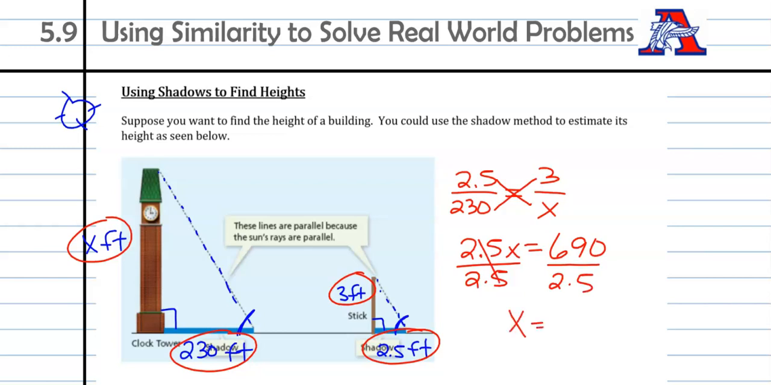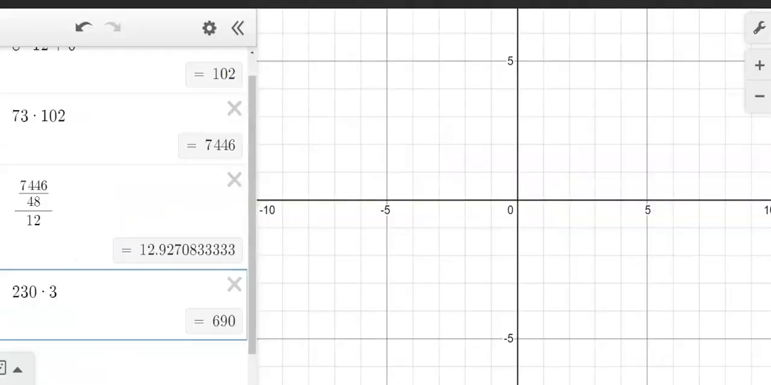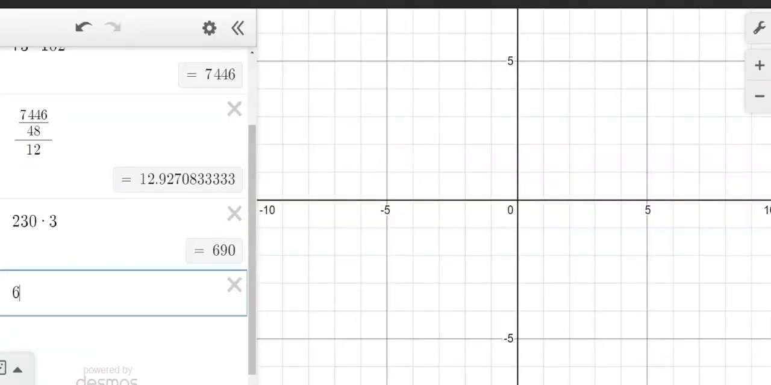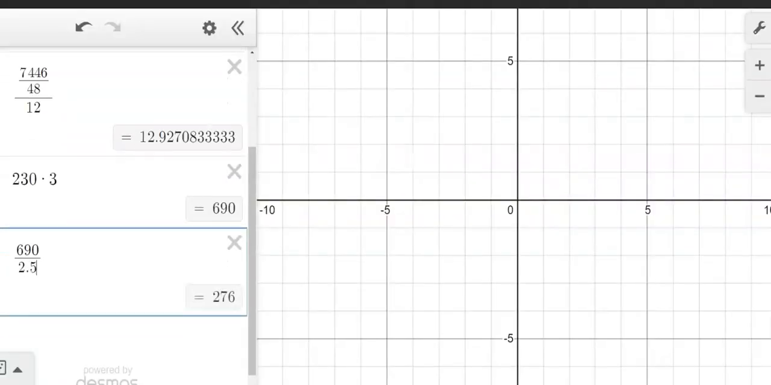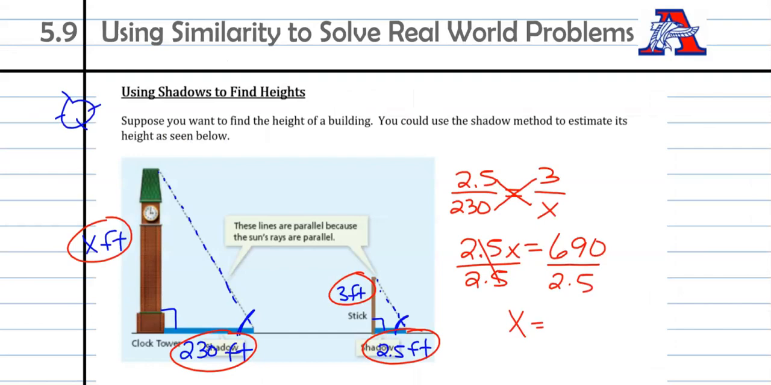And x is going to be 690 divided by 2.5, which is 276 feet. That's a very big clock tower. Was it 270? 276. So maybe not super realistic on that one, but that's okay.